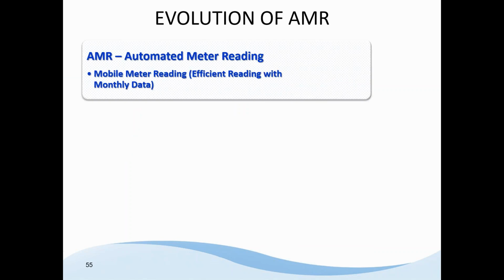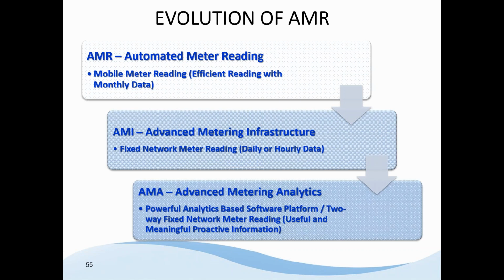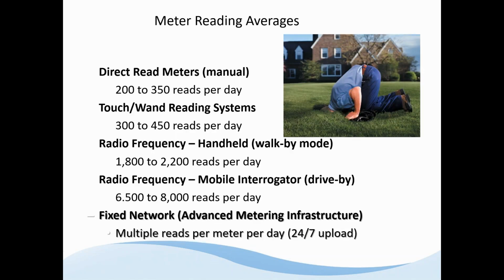With AMR, we went to mobile meter reading with efficient monthly data. We've moved into AMI with advanced metering. We have fixed networks. We're getting information on at least a daily, if not hourly basis on every user. Now we're getting into advanced metering and analytics. And with these powerful analytics and two-way fixed networks, you can be very proactive in what's happening with each of your customers and their systems.